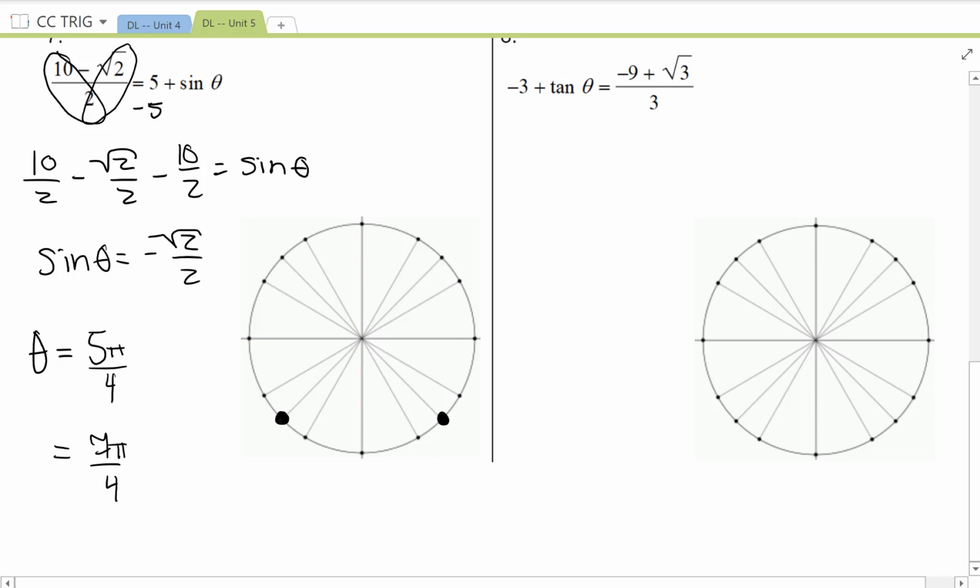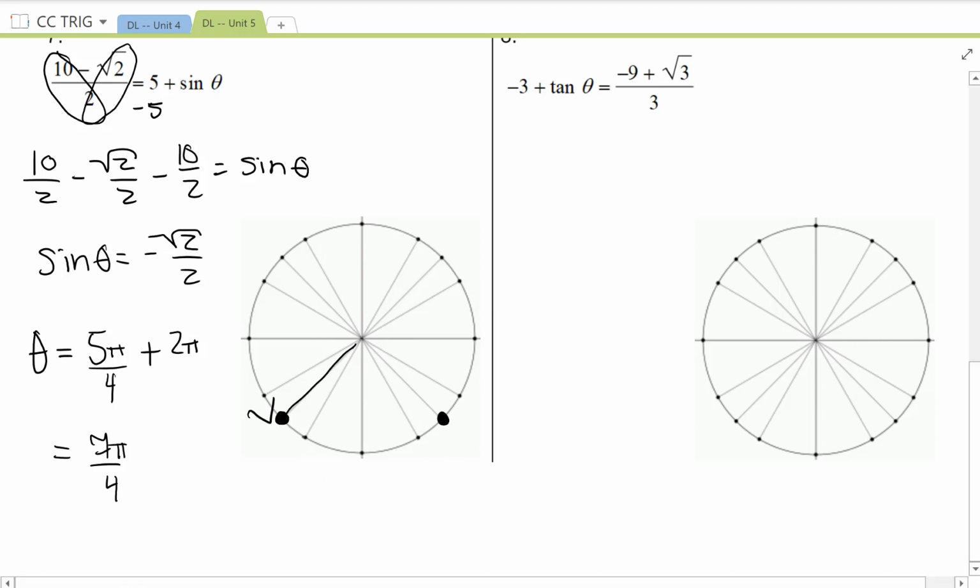But let's just say that I took 5 pi fourths and I added 2 pi. Would I get another answer? Well, I would be at 5 pi fourths, I would add 2 pi, and I'd be at the exact same terminal side, meaning I'd be at a coterminal angle. So yeah, I would get another answer.